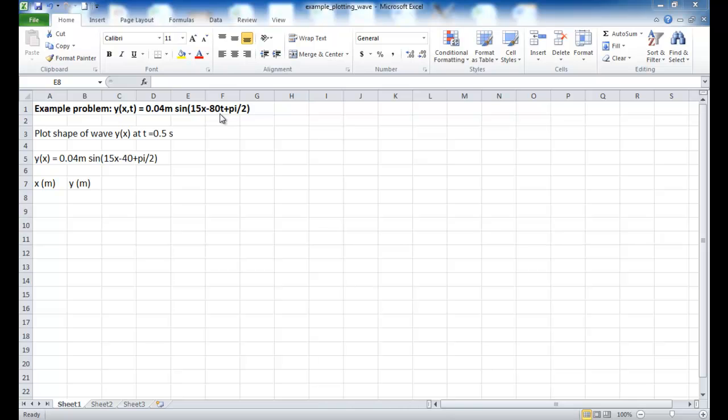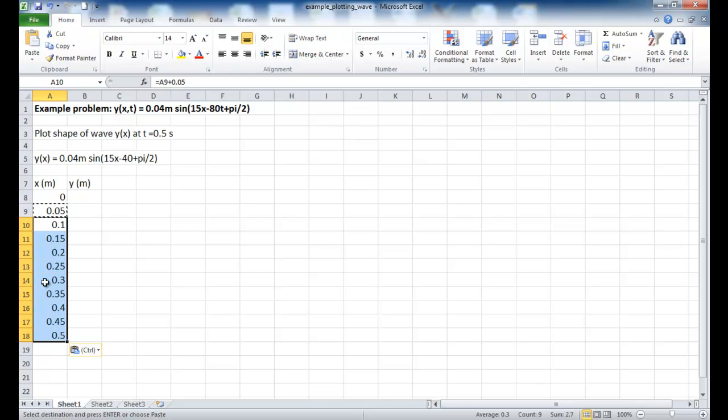So I showed this already, but if we plug in t equals 0.5, then we get 0.04 meters times the sine of 15x minus 40 plus pi over 2. And so we decided with x that we were going to start with 0, of course 0.0, and then increase it in increments of 0.05. So I'm going to type in a formula where I add 0.05 to the previous cell to generate the x values. Then with that formula in the cell, I can copy it down and paste it in order to get down to 0.5. So I don't have to type those numbers in. I can just generate discrete values from the formula.